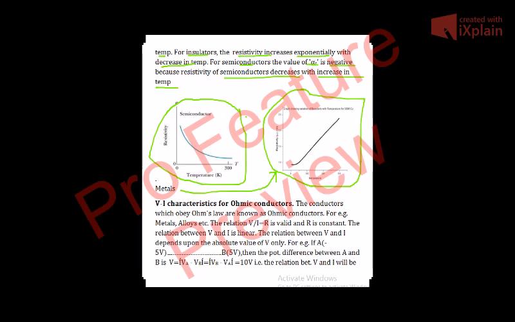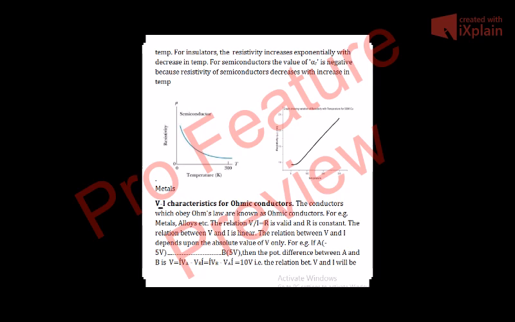Now, let us discuss a graph between voltage and current, that is potential difference and current, for ohmic conductors and also for non-ohmic conductors. Let me tell you what ohmic conductors are. We have already discussed Ohm's law. The conductors which obey Ohm's law are known as ohmic conductors, for example, metals, alloys, etc. For ohmic conductors, the relation V by I is equal to R, that is, Ohm's law is valid and R is constant.